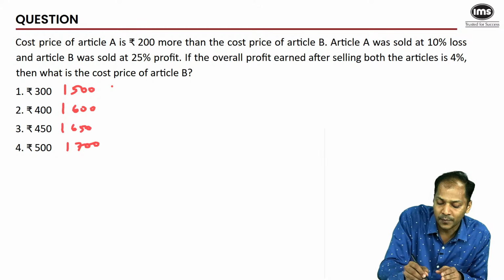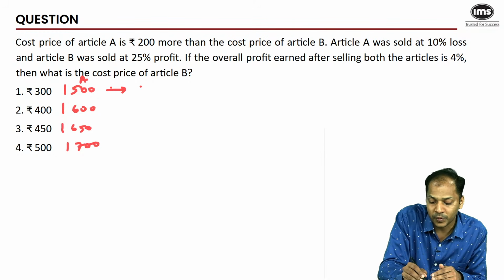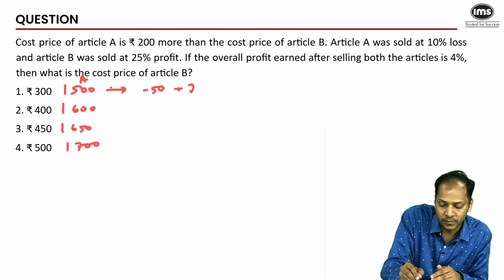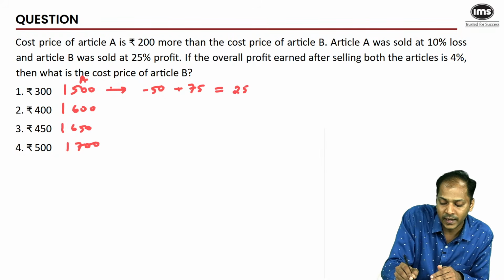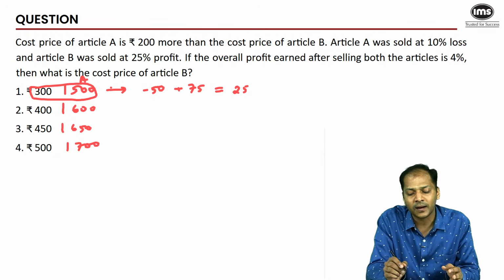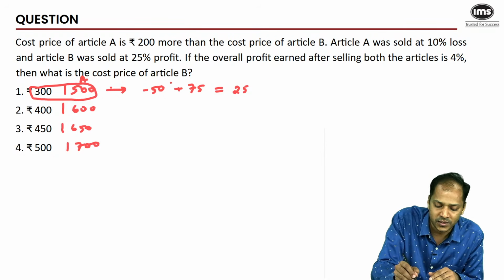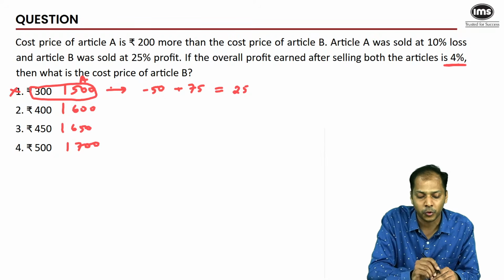Article A was sold at 10% loss. A is the second one, right guys, remember. So if A is sold at 10% loss, it's a minus 50, and B was sold at 25% profit, it's a plus 75. So minus 50 plus 75, it's a net 25 profit on 800. 25 on 800, not a good percentage. Therefore, option A would not be the answer, because I want a net profit of 4%.